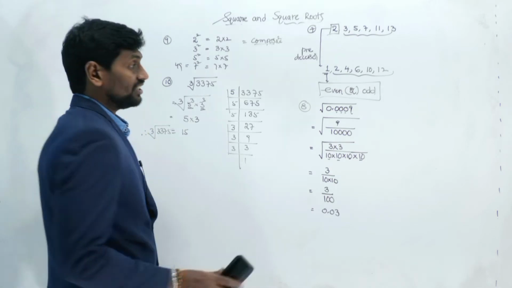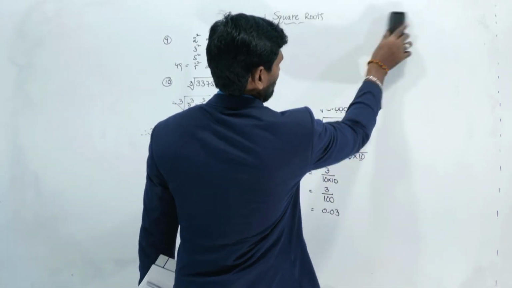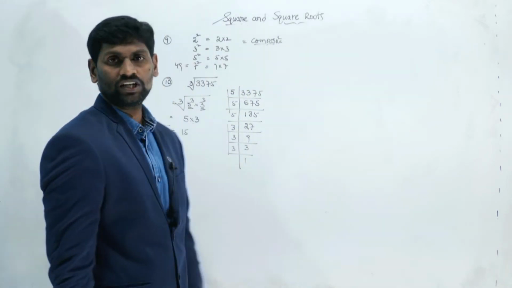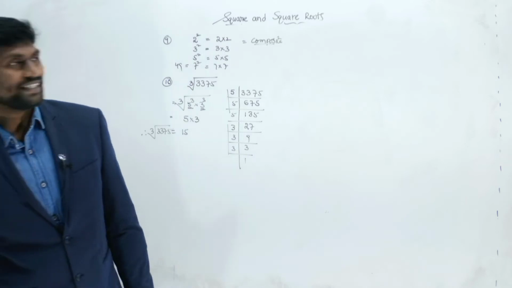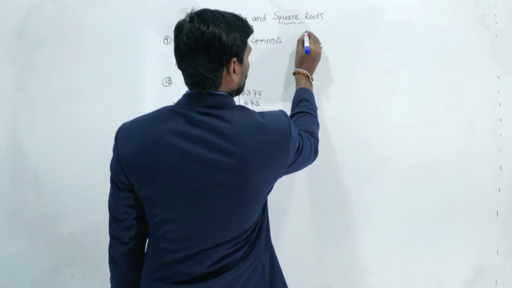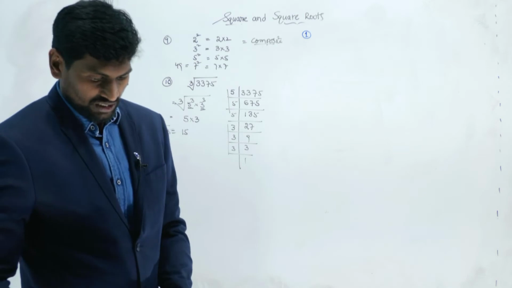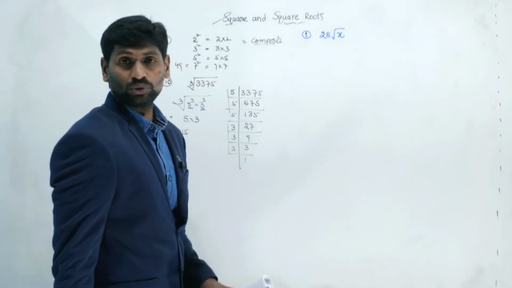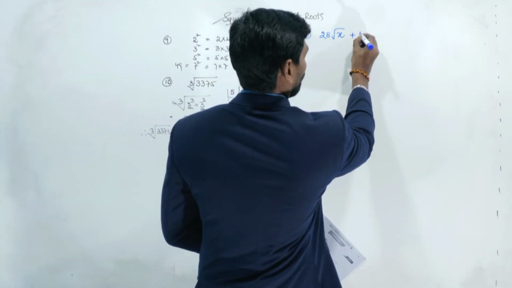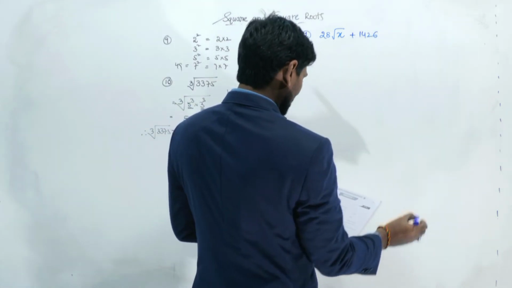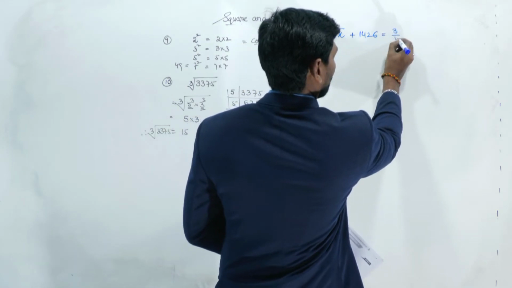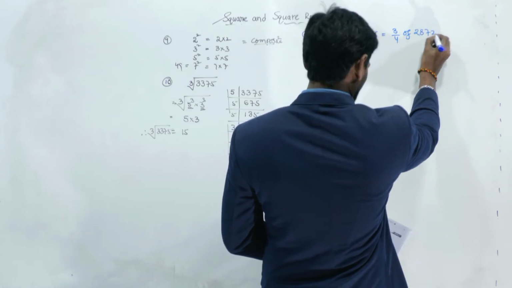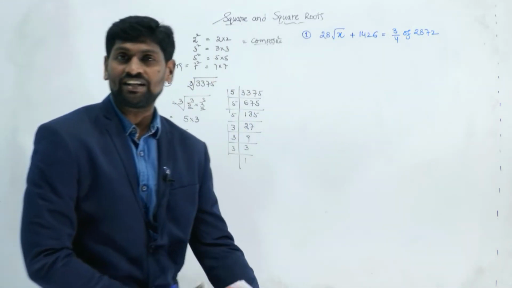Now let us go to the exercise problems. Exercise 1. The first problem is 28 into root x plus 1426 equals 3 by 4 of 2872. So we need to find the value of x.